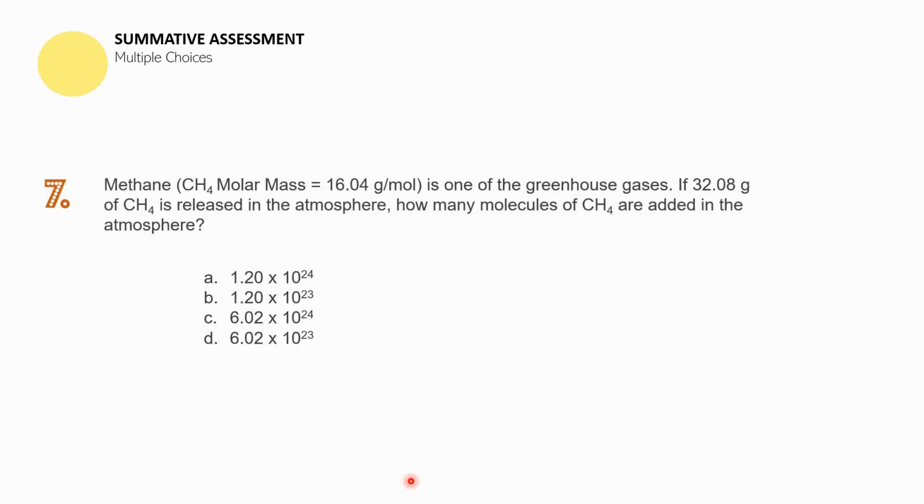Question number 7. Methane, or CH4, with a molar mass of 16.04 grams per mole is one of the greenhouse gases. If 32.08 grams of CH4 is released in the atmosphere, how many molecules of CH4 are added in the atmosphere? A. 1.02 times 10 raised to the 24th power.